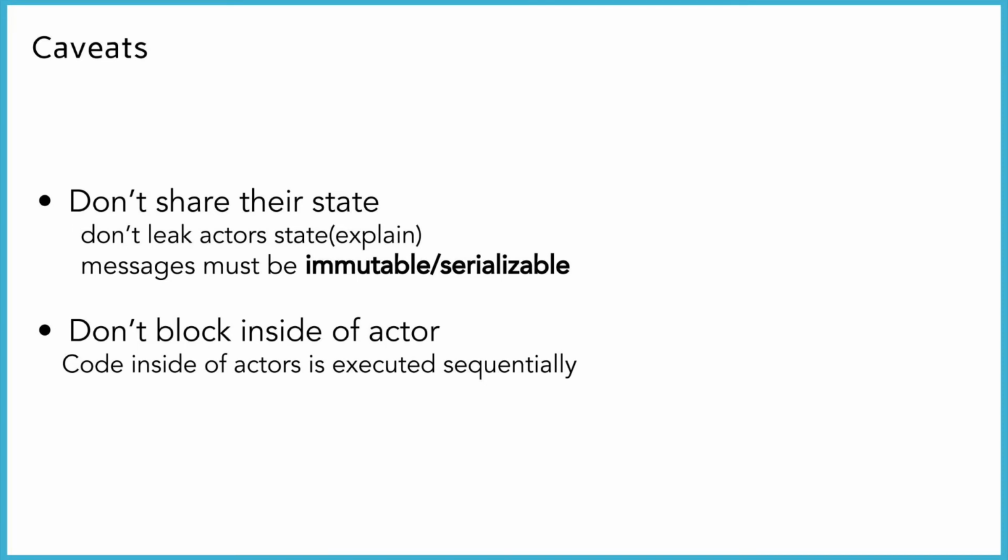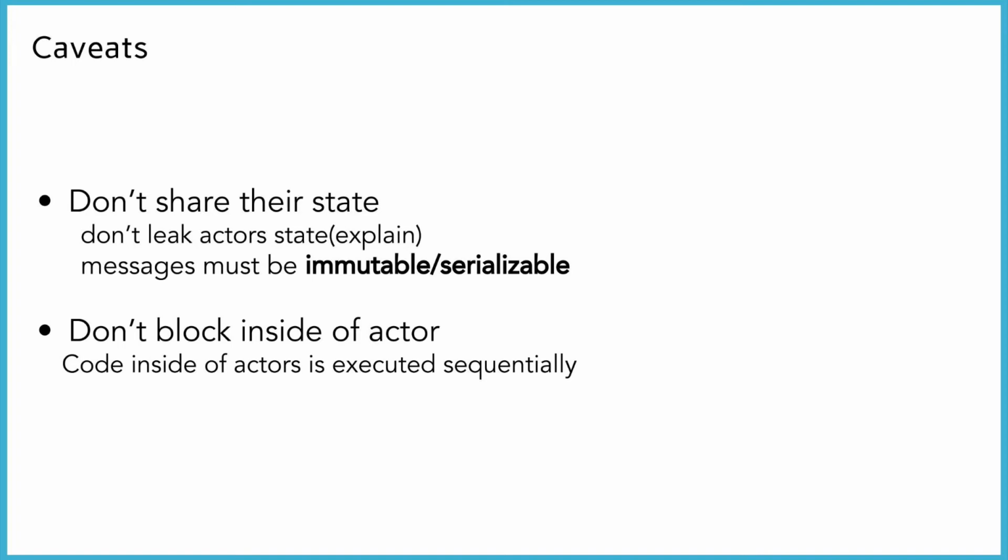But there are a couple of important caveats in order to make this model work correctly. First is actors should not leak their state to the outside. All of the communications with an actor should go only through its mailbox by sending messages. All of the messages the actor sends must be immutable and fully serializable, meaning there are no mutable references or mutable data structures inside of them. Otherwise, it can violate the restriction of only one thread at a time having access to an actor's data.